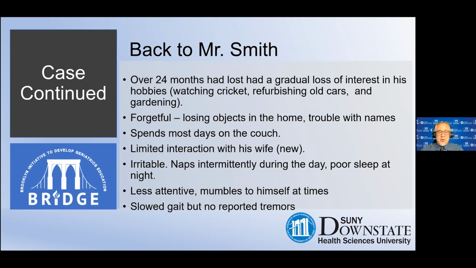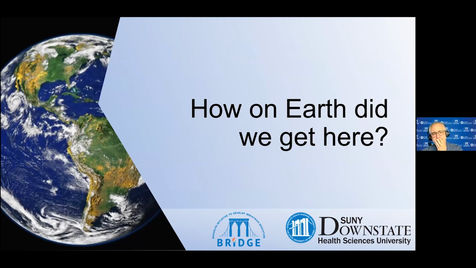And he became irritable. He was a very happy man, but now he'd become very irritable, was napping intermittently during the day, and had poor sleep at night as a result of those sleep hygiene deficits. He was less attentive, mumbling to himself at times, and had a slowed gait, but no tremors. So how on earth did we get here? How did we go from superstar grandpa to couch potato?